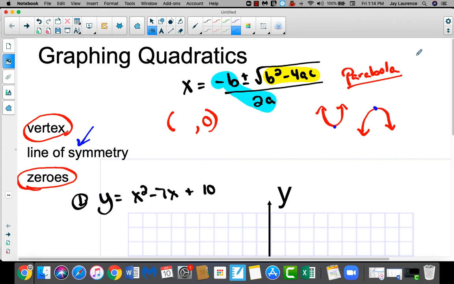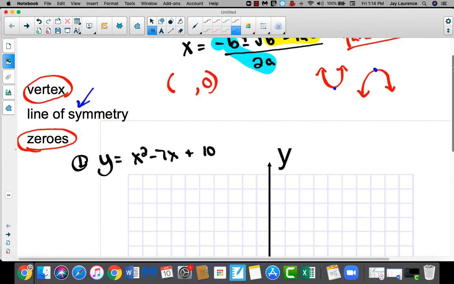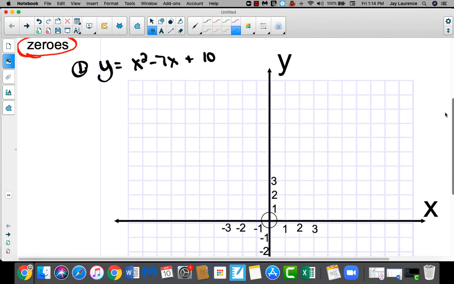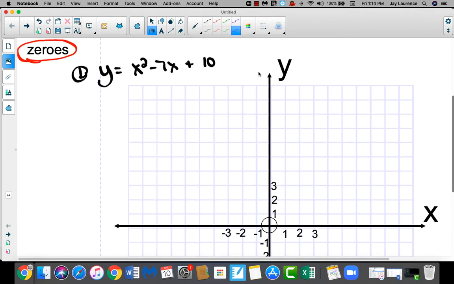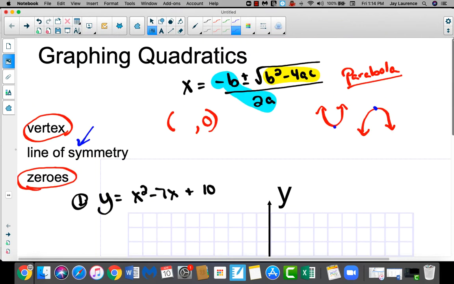So let's see how to graph parabolas. Say that with me, parabolas. Well, the first thing I want to do is figure out how many times this parabola is going to cross the x-axis. So I'm going to use the discriminant. Remember the discriminant? It can tell us how many solutions there are. It's also going to tell us how many zeros there are. Zeros and solutions are synonyms.